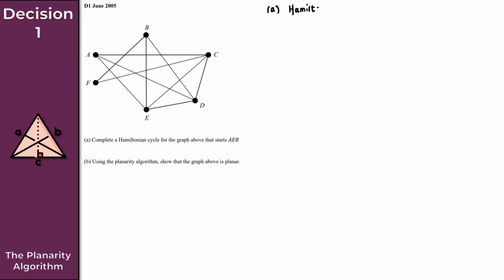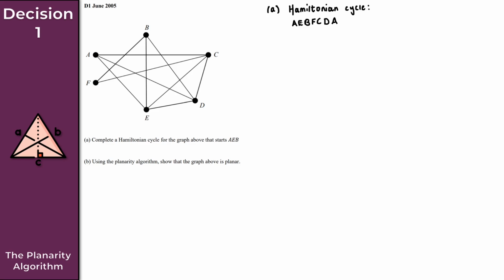So Hamiltonian cycle. And this starts in A, E, B. So we go from A to E, E to B. From B here, let's go to F. Then we'll go from F to C. We'll then go from C to D. And then finally, go back to A. So A, E, B, F, C, D, A. And this here is our Hamiltonian cycle.